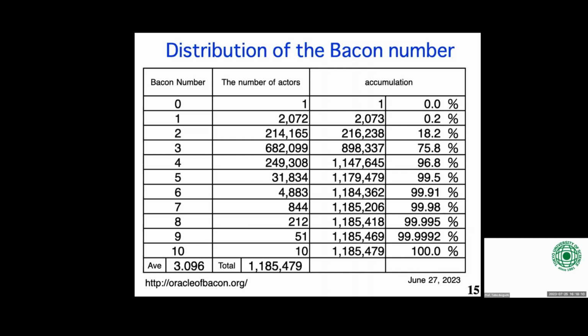And from this frequency histogram, we can calculate the average Kevin Bacon number, which is shown in the lower left corner. The average value is 3.0096, which is by far the smallest compared to the actual total number of actors of 1,185,479.